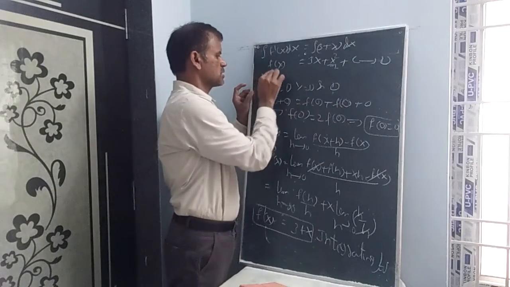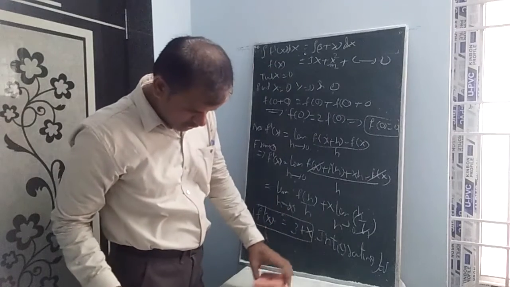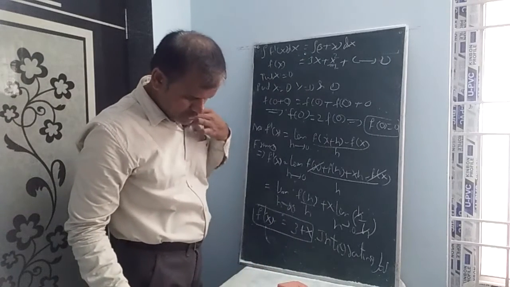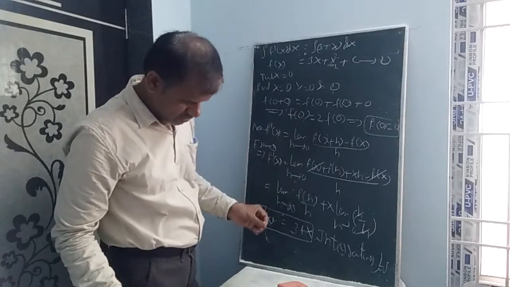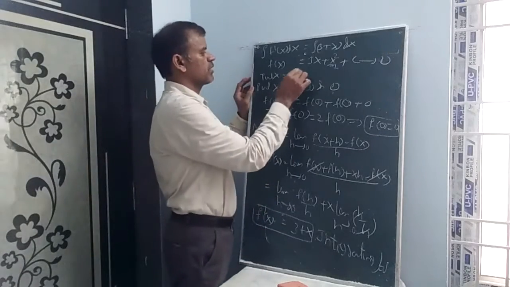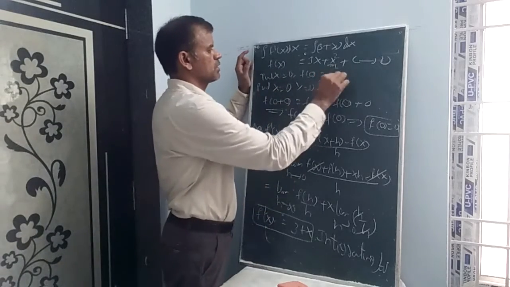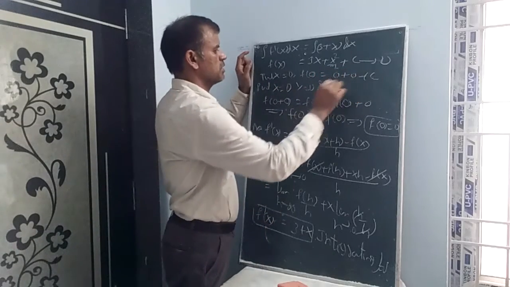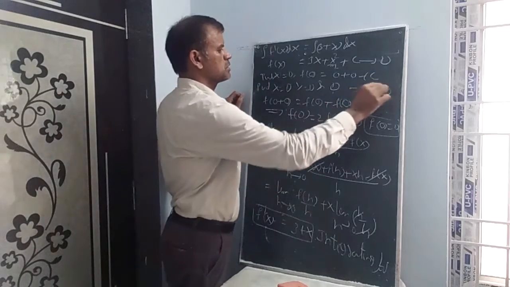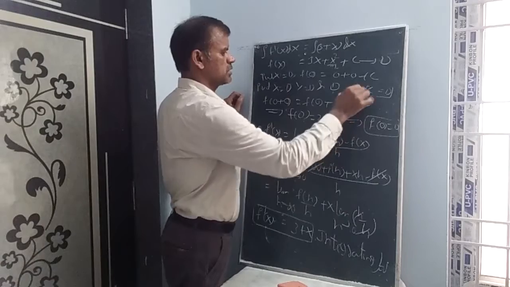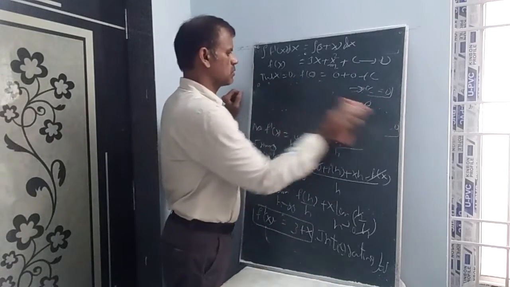Now put x is equal to 0. Put x is equal to 0. Why? Because here we need to calculate at x equal to 0, y equal to 0, which we had already written. If x equal to 0, you can write here 0 plus c. F of 0, we already got the value 0. So c is equal to 0. So at x is equal to 0 there will be no constant. So c is equal to 0.